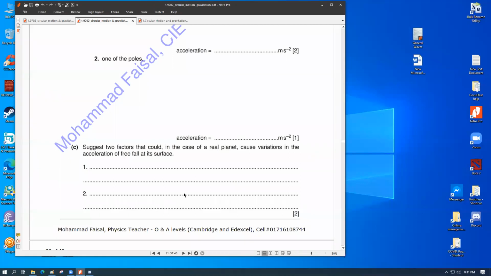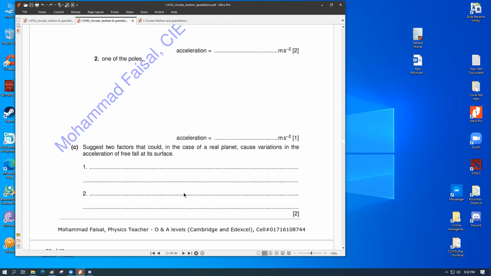Suggest two factors that could, in the case of a real planet, cause variation in the acceleration of free fall at its surface. Well, one of the factors that we know already is that the shape of the Earth is not a perfect circle. It has a bigger radius around its equator region and a smaller radius around its polar region. If the planet is not uniform, then that radius would be different at different points, so we'd have different values. That's one of the points I can think of.